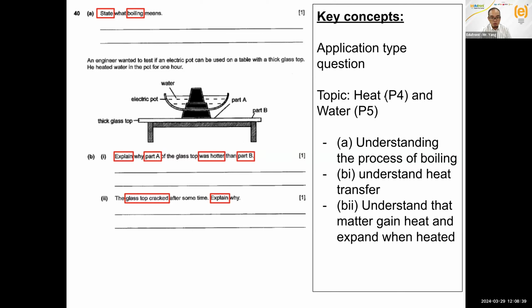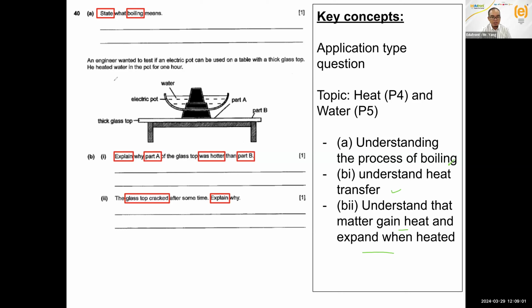And the topic of heat also, favorite PSLE question. Okay, and they like to link this together. So you must understand the process of boiling, right? What is the meaning of boiling? Boiling is a change of state, right? From liquid to gas. Understand the heat transfer, how heat transfers. And understand that matter gains heat and expands when heated.